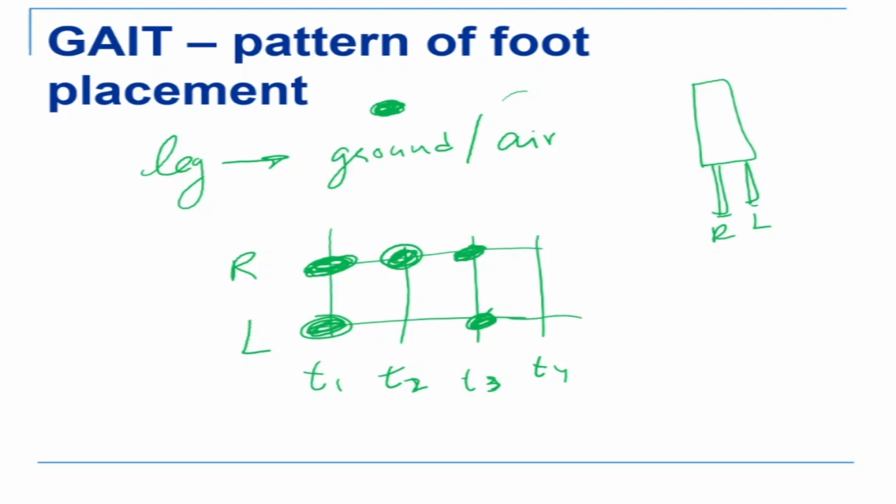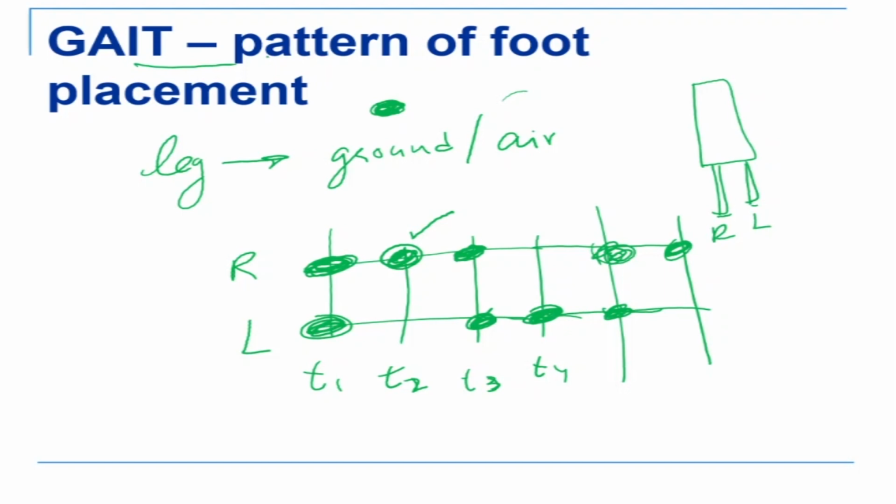So this leg was on the ground. Now the reverse, this will be on the ground and the other leg is going in air. Then what will be the next one? Well, you can guess, it is going to be both on the ground. What will be the next one? If this one is on the ground, then that will be on the ground. So this is the pattern of foot placement, and this is what we call gait.